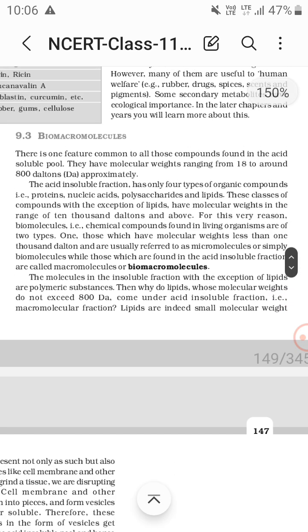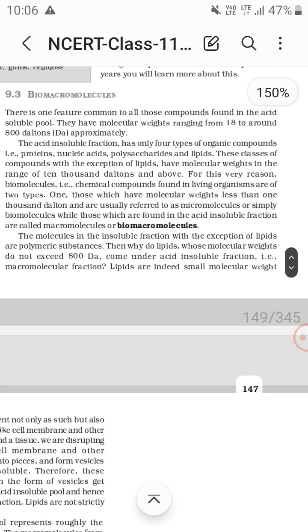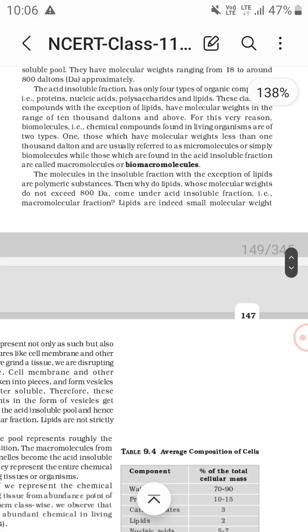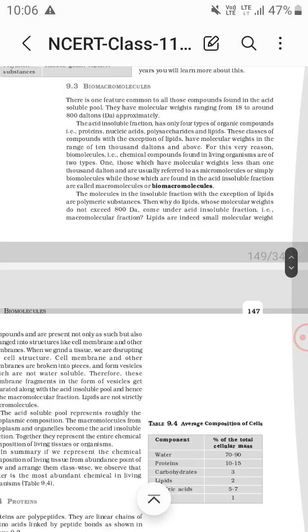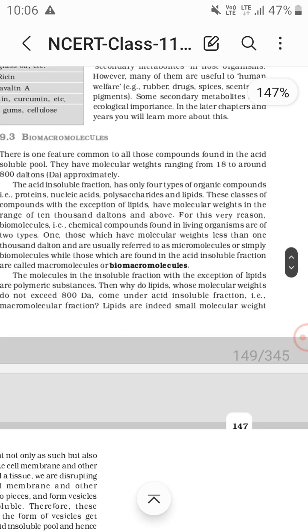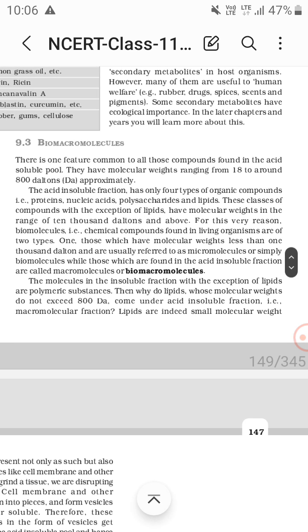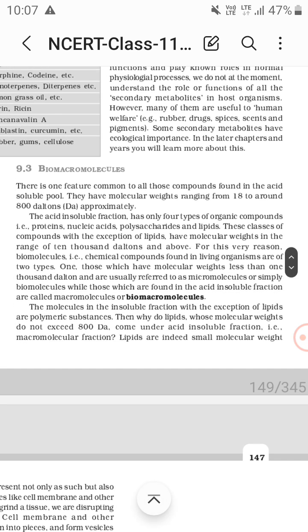Now biomacromolecules, what are these? Those which have molecular weight less than 1000 Daltons are usually referred to as micromolecules or simply biomolecules, while those which are found in the acid insoluble fraction are called macromolecules or biomacromolecules. So these are the biomacromolecules, more than 10,000 Daltons or found in the acid insoluble fraction.